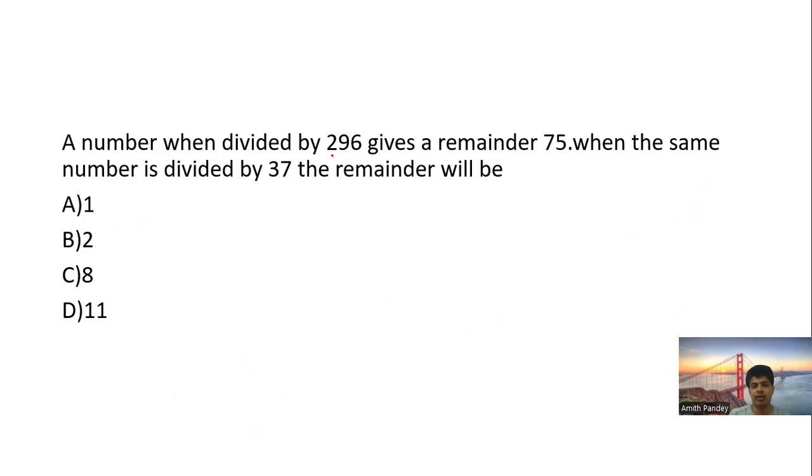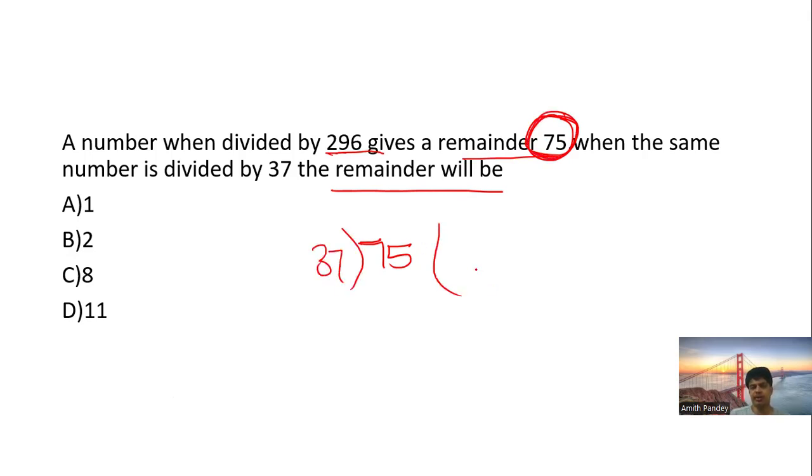See. As you can see, a number when divided by 296 gives a remainder 75. When the same number is divided by 37, the remainder will be? Okay. So what you have to do? Just divide. Why? Because, and always remember, the remainder of the first one will always be higher. They will give you this. So 75 divided by 37. So 37 twos are 74. The remainder is 1, that's the answer. Hope you got it. Fine.